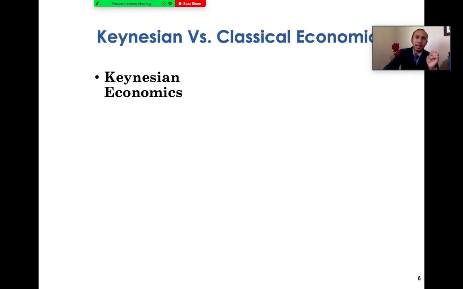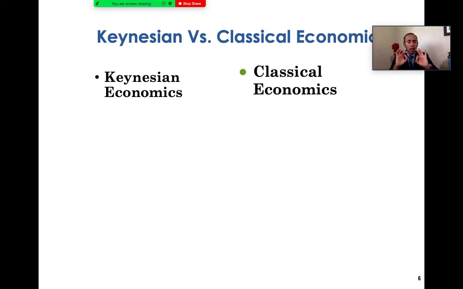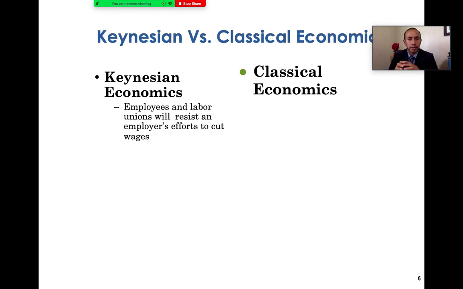The Keynesian and the classicals view the economy differently. So sometimes people ask, what is your view of the economy? You have a Keynesian view, a classical view, or a conservative view, etc. We have the two most traditional schools of thought, Keynesian economics and classical economics. Keynesian economics considers that employees and labor unions will resist any effort to cut wages. And if you recall, the classicals believe that wages are flexible. If the economy drops, there is the possibility of wages declining.